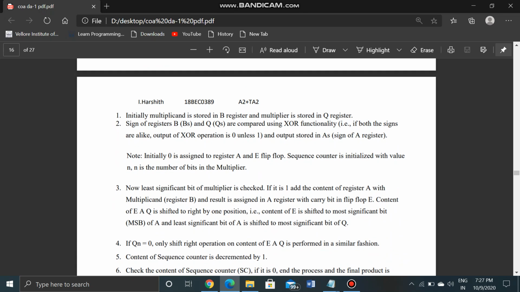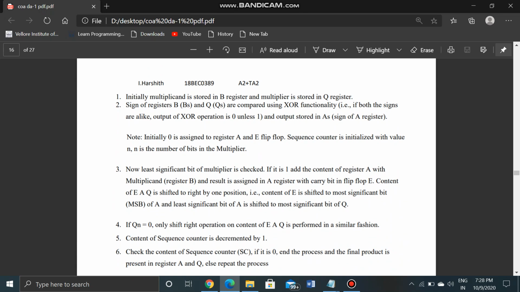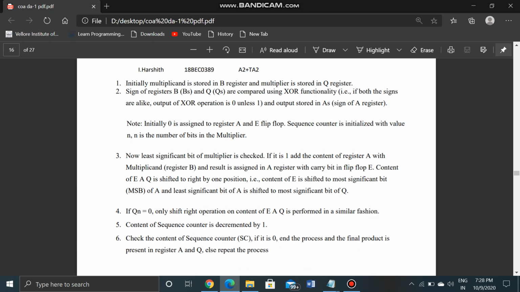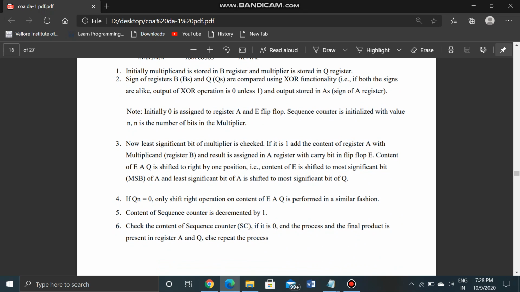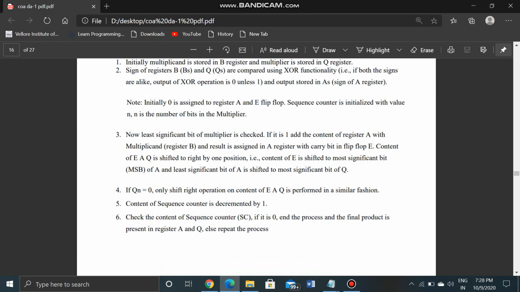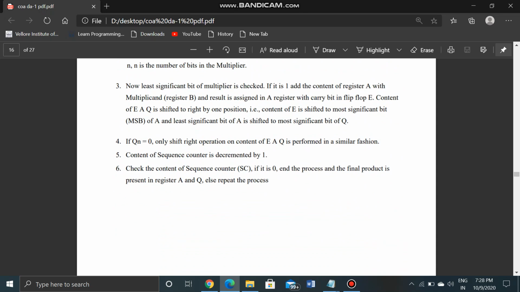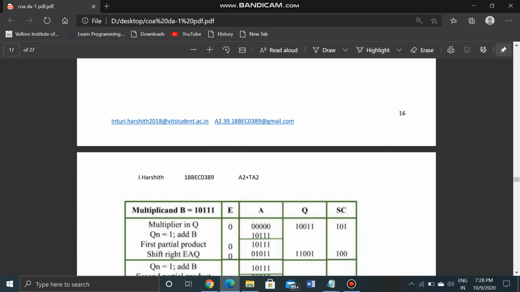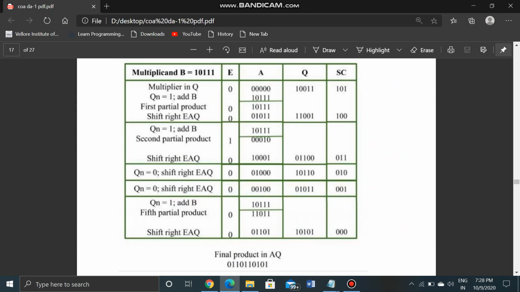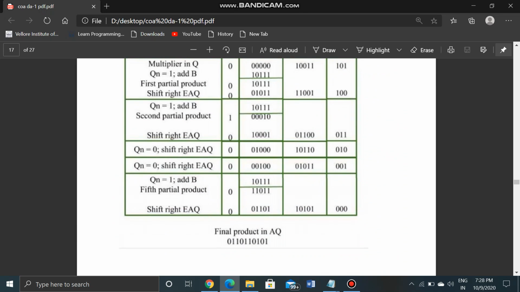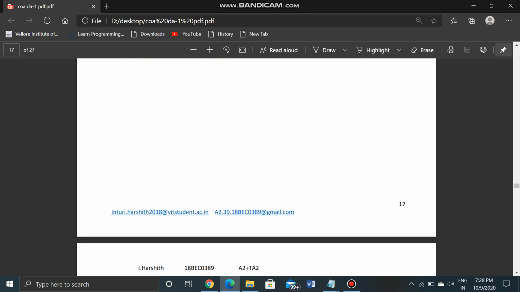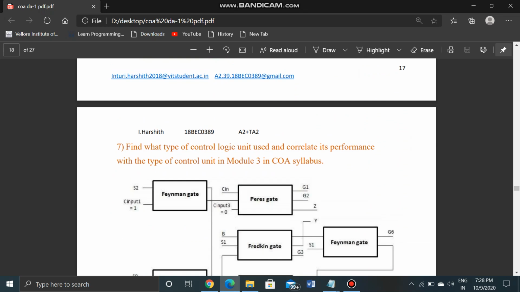So if Qn equals 0, only the shift right operation on the content of E, A and Q is performed in the similar fashion. Then the content of the sequence counter is decremented by 1. Then it checks the content of the sequence counter. If it is 0, it ends the process, or else it returns back and repeats the process again and again. So here is an example of the multiplicand which I have taken. The final result of A and Q when it is multiplied is 0110110101. So it gives the output in the binary form.